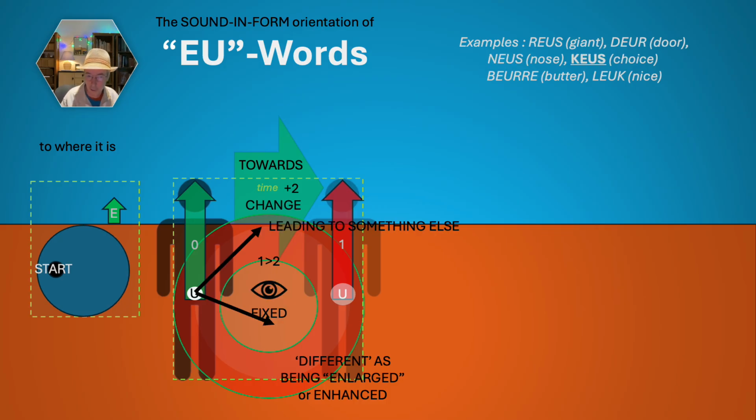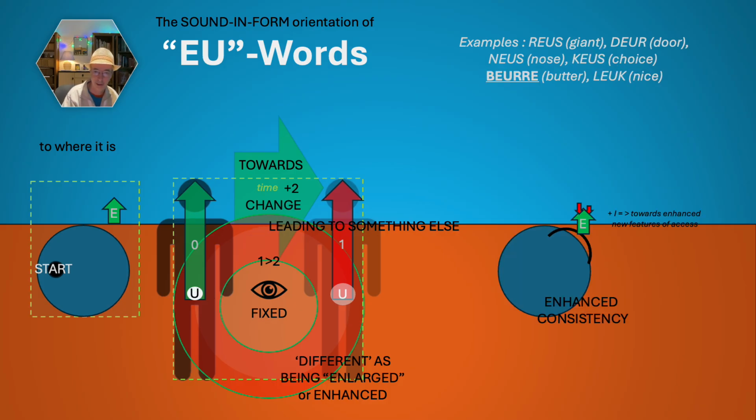KEUS as well, choice. We have the K, or the breaking point. It leads again to something else, which gives us a couple of options that will show us the things that are different. So it could have been enlarged, but here with K it breaks into smaller pieces, which gives us more possibilities. It gives us a choice.